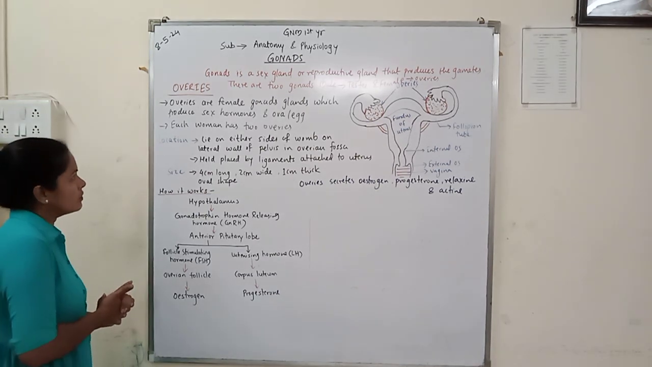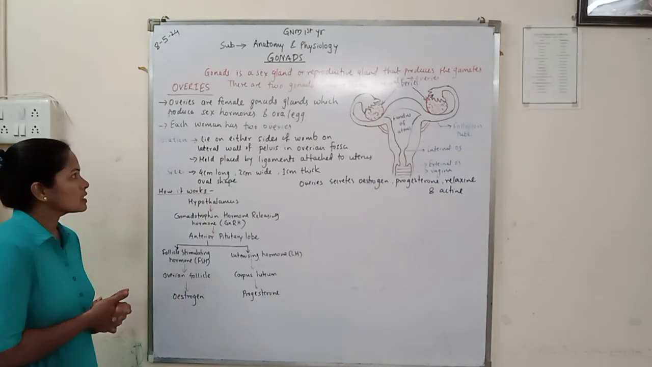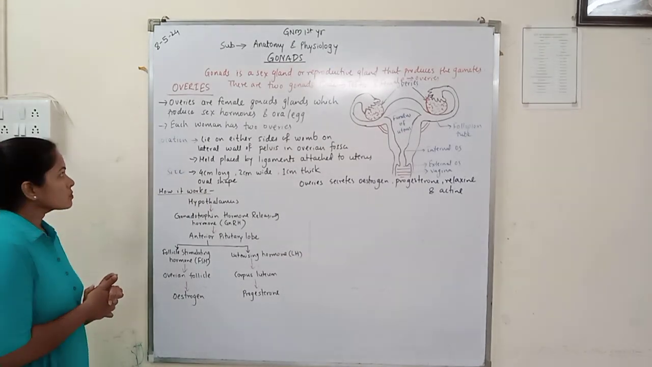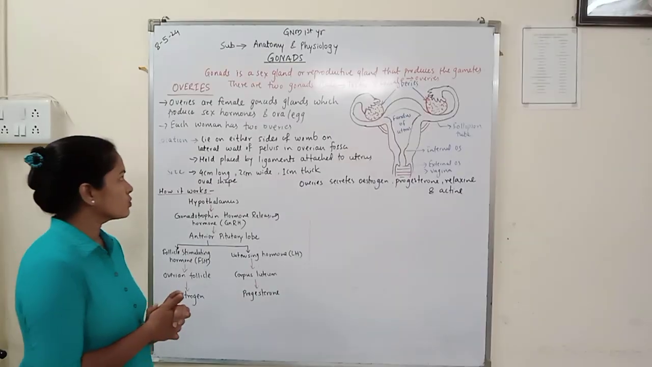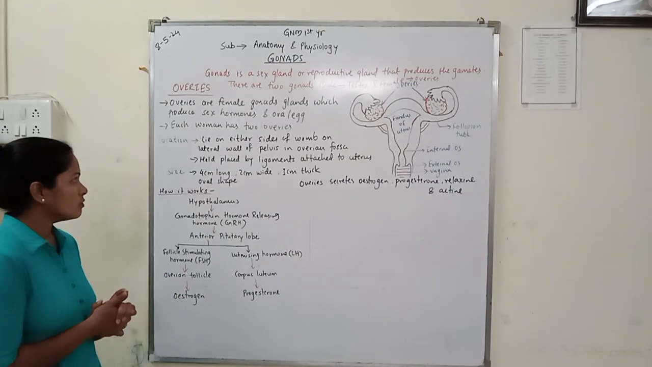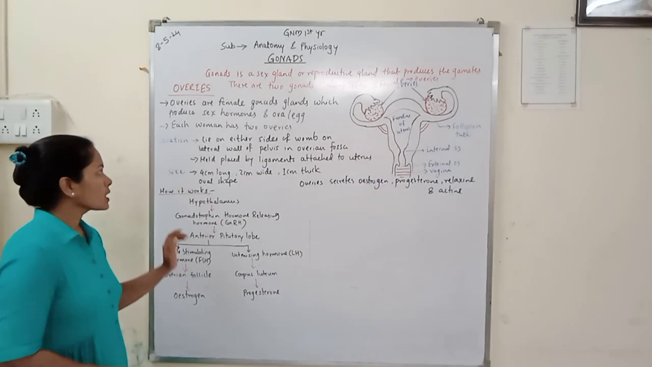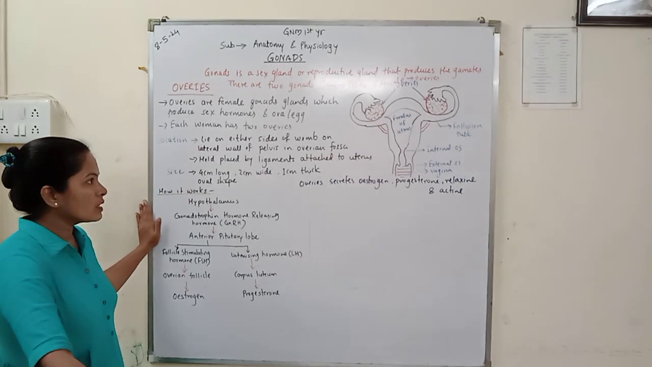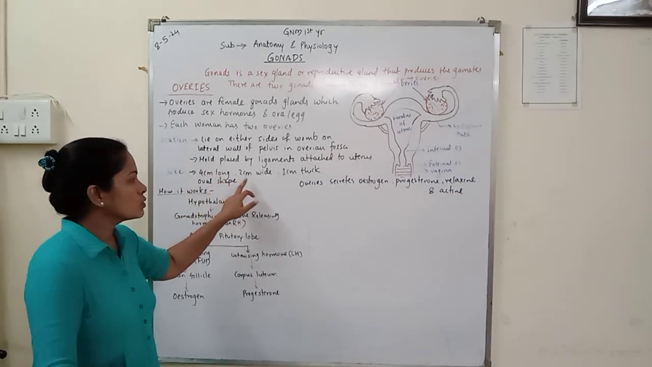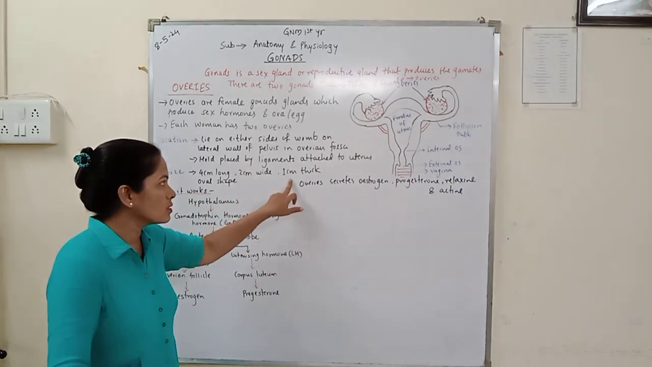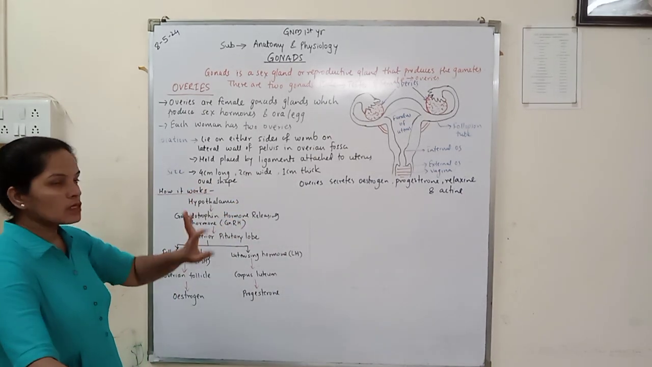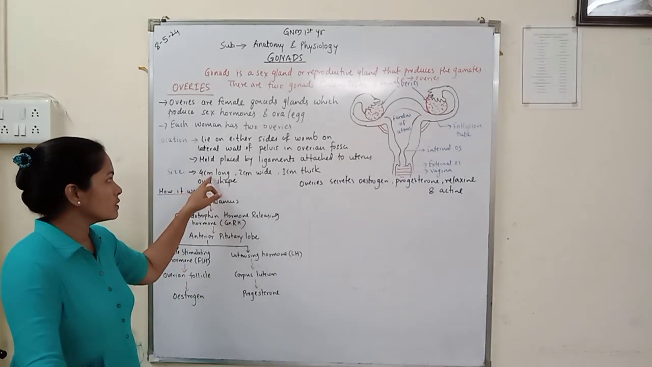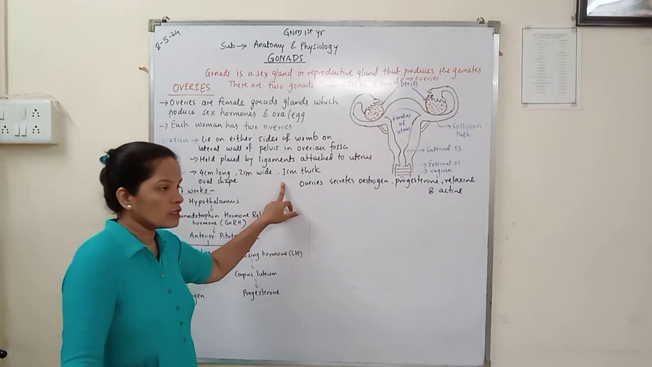So ovaries are the female gonads, glands which produce the sex hormones and ova or eggs. Each woman has two ovaries. Location: they lie on either side of the womb, on the lateral wall of the pelvis in the ovarian fossa, held in place by the ligaments attached to the uterus. The ovaries are oval in shape, and the size is 4 centimeter long, 2 centimeter wide, and 1 centimeter thick.